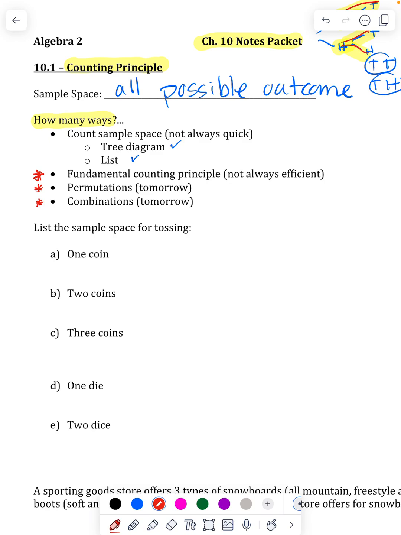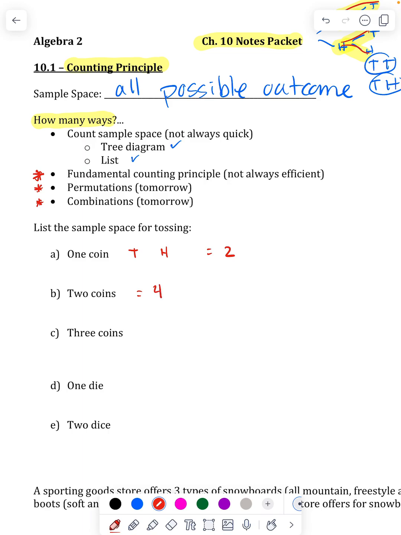So, listing the sample space for tossing 1 coin. Well, with 1 coin, I'm going to get tails or heads. That's it. So I have 2 possible outcomes. 2 coins we did up above, and so we ended up with 4 possible outcomes.